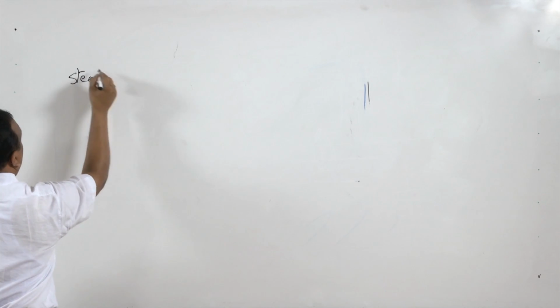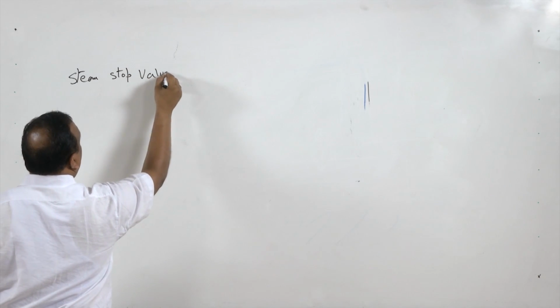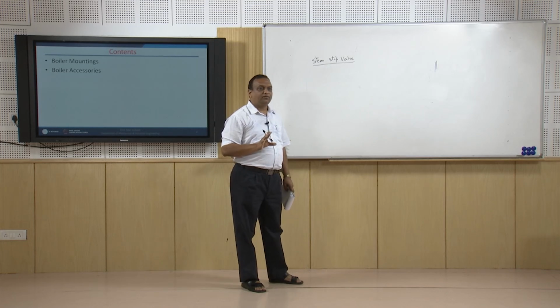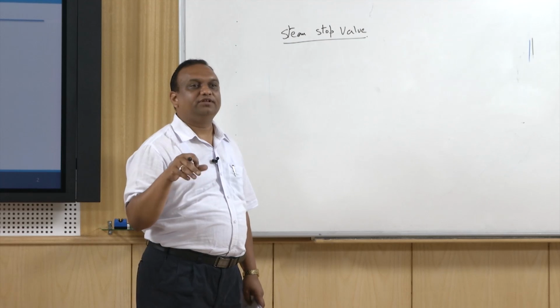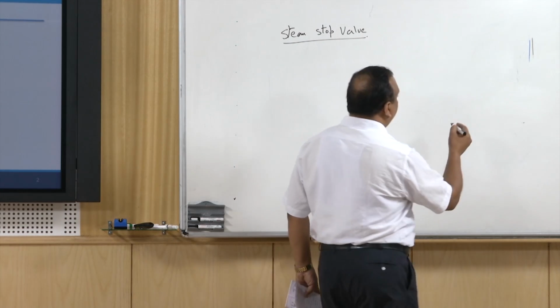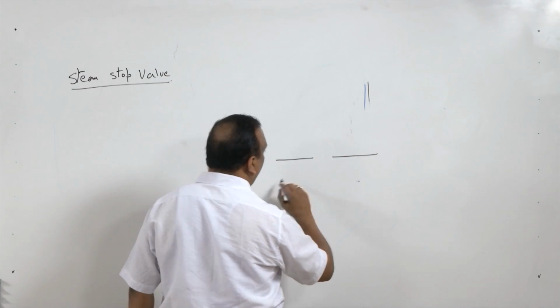Steam stop valve. Steam stop valve is a normal valve to take steam out of the boiler. As we have valves in the containers to take water out of the container, in similar fashion there is a steam stop valve which is connected on the boiler.